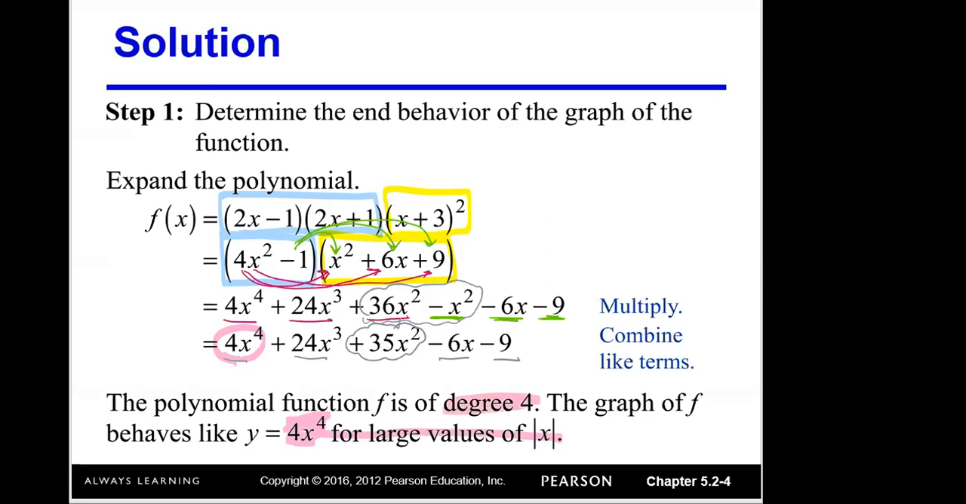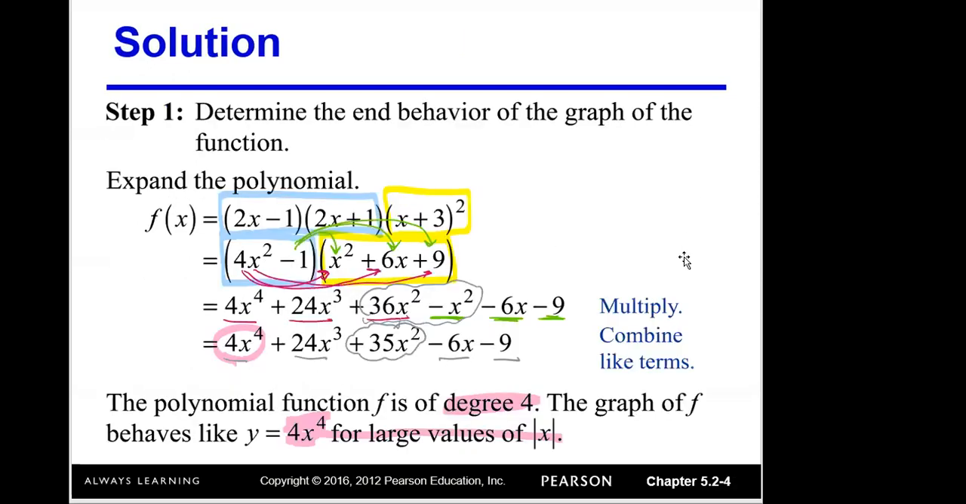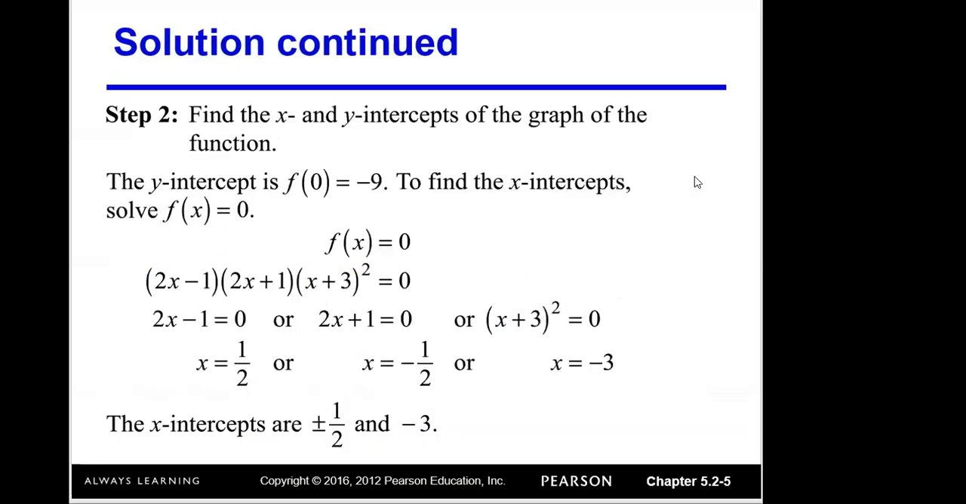Okay. Next slide. I'll find the x and y intercepts. The y-intercept is when x is 0. So they plugged in zero. Let me go back one slide because I didn't show the work here. If you were to stick zero here and here and here and here, those would all be zeros and you'd only be left with the negative nine. That's where they got the y-intercept is negative nine. If x is zero, y is negative nine.